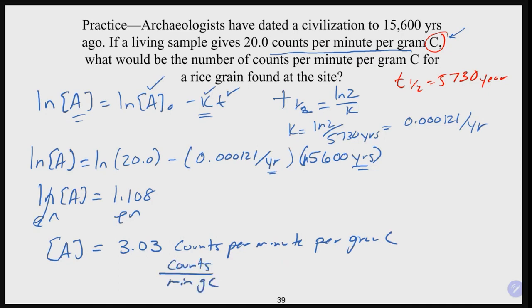Now, that is less counts per minute than we started with, which should be good, right? Because as something is decaying, it's sort of dying in that sense. It's not going to be giving off as much radiation at that point because it's gone through several half-lives, perhaps. So the counts per minute per gram of carbon should be less than what we started with.